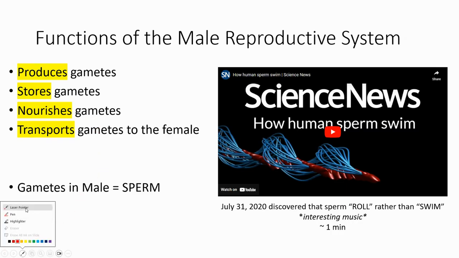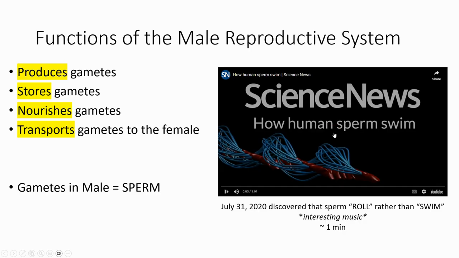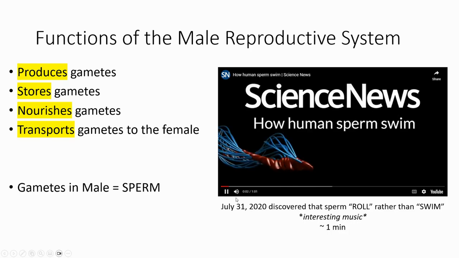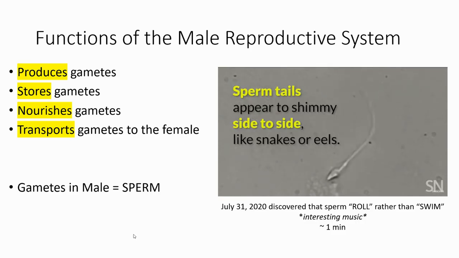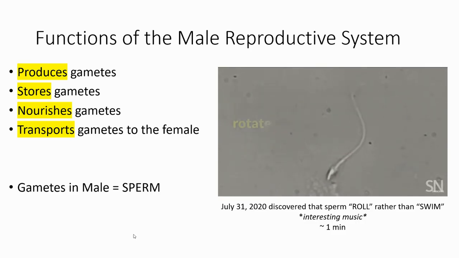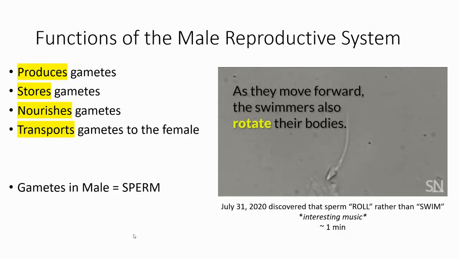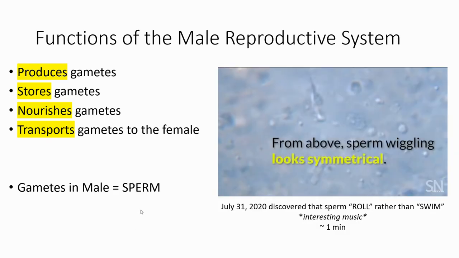So I do want to show you something. It's just kind of interesting. This is fairly new, it was 2020. They discovered that sperm actually roll rather than swim. The music is a little intense, so I don't know if you're going to be able to hear the music, and that's fine. You can listen to it on your own, but there's no talking. It's just music on this. But to show you the movement that sperm takes as it moves is pretty amazing. So again, it's more of a rolling action than a swimming action.